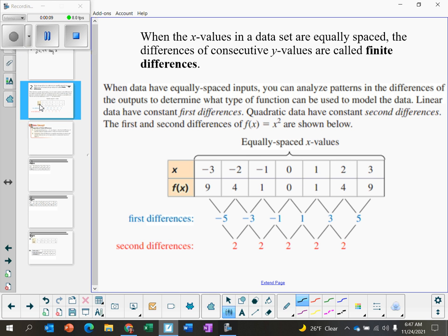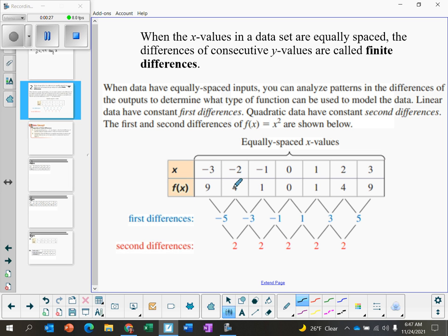So if we're looking at a table of values and the x values are equally spaced, that means the same jump to get to each one. It could be 1, it could be 2, right? It could be 2, 4, 6, 8, 10, and so on. As long as they're equally spaced, the differences of consecutive y values are called finite differences.